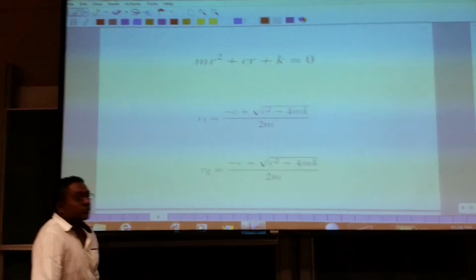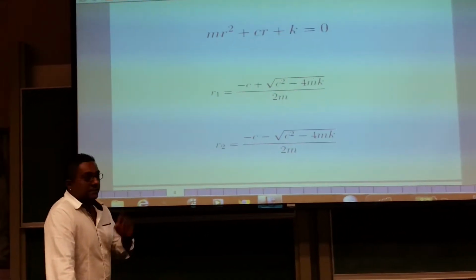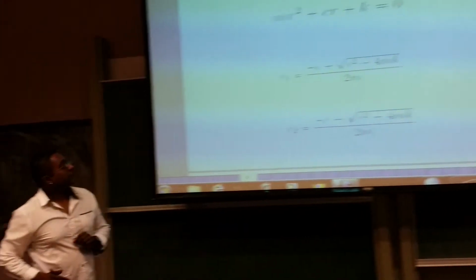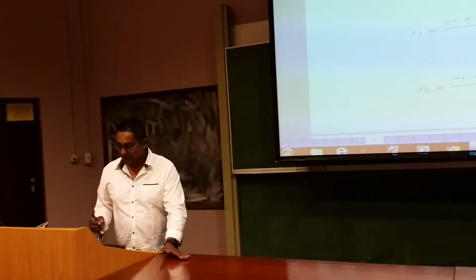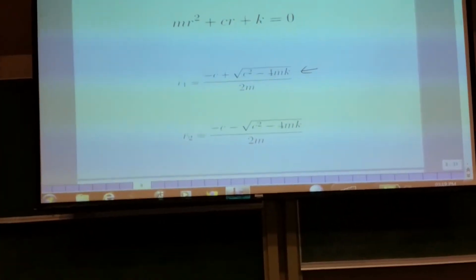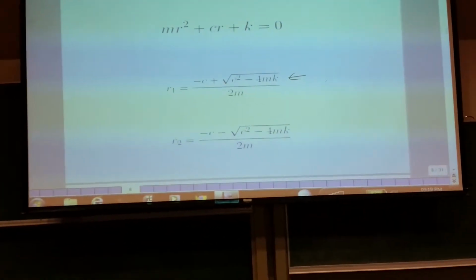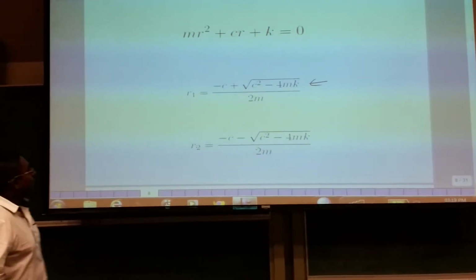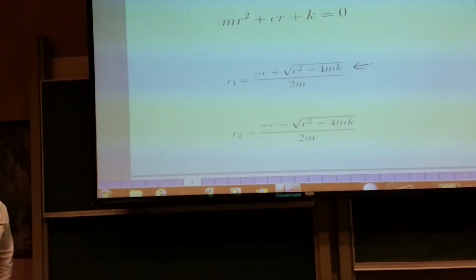These give rise to three different physical systems. It all depends on what c squared minus 4mk is. Also note from here that c squared minus 4mk is less than c. So r1 and r2 are less than 0.